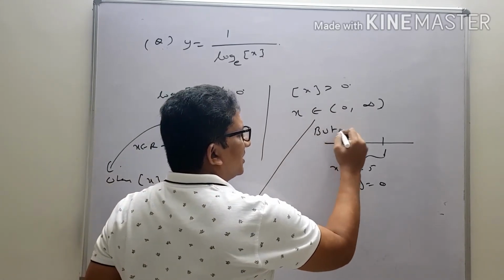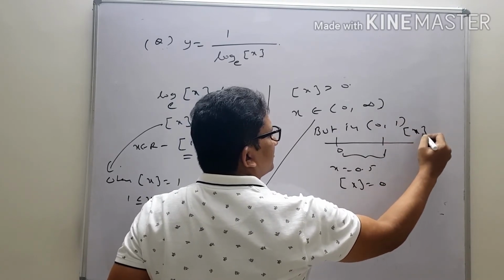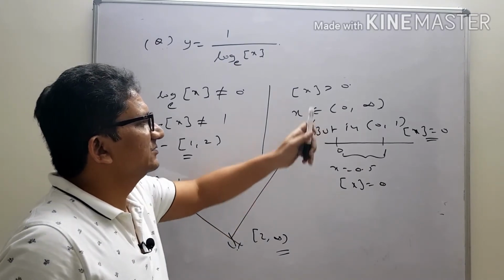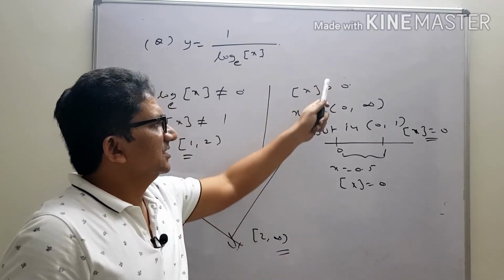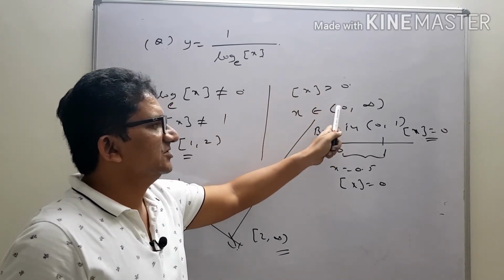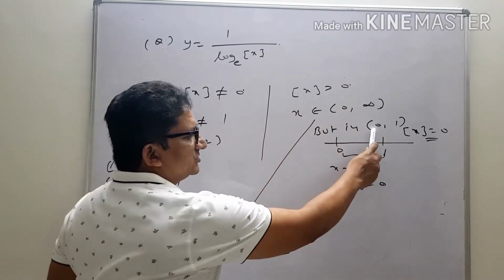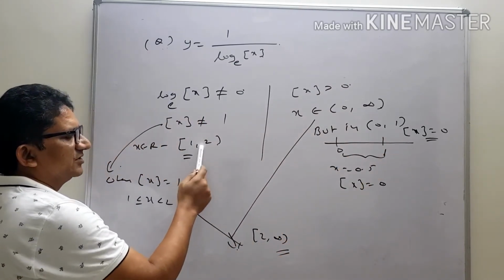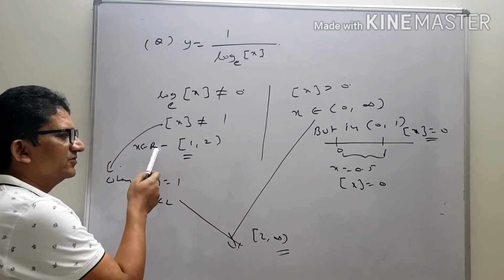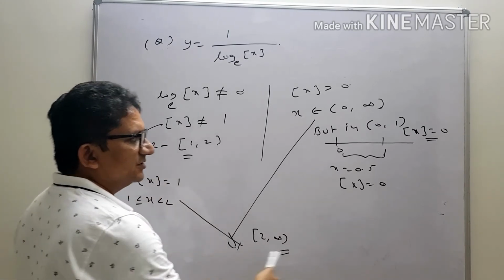But here, in [0, 1), [x] equals 0. That also we need to take care of, because the logarithm is defined only for values greater than 0, but this is not x, it is [x] greater than 0. So 0 to infinity is again a problem. We don't want 0 to 1, and we don't want [1, 2). Then the remaining is 2 to infinity. And negative values, even though R is there, are not allowed. So we only want positive.